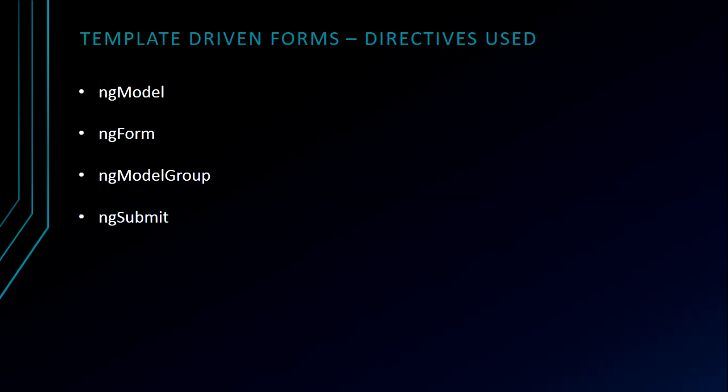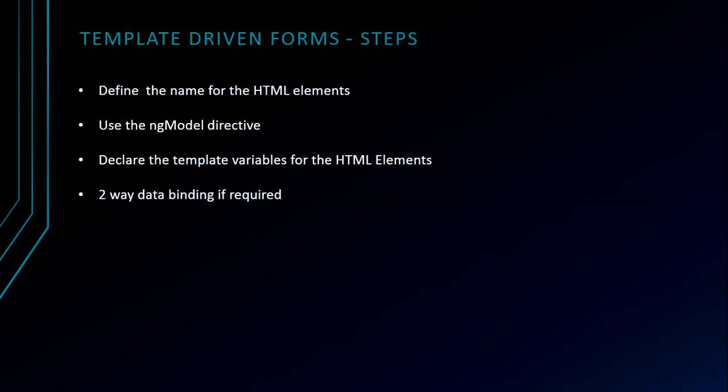So with this, we have come to the end of template driven forms, right? And these are the different directives which we have used in template driven forms: ngModel, ngForm, ngModelGroup, and ngSubmit, right? And these are the different steps which we have taken to approach the template driven forms: to define the name for the HTML elements, to use the ngModel directive, to declare the template variables for the HTML elements, and the last one, which is optional, is two-way data binding.